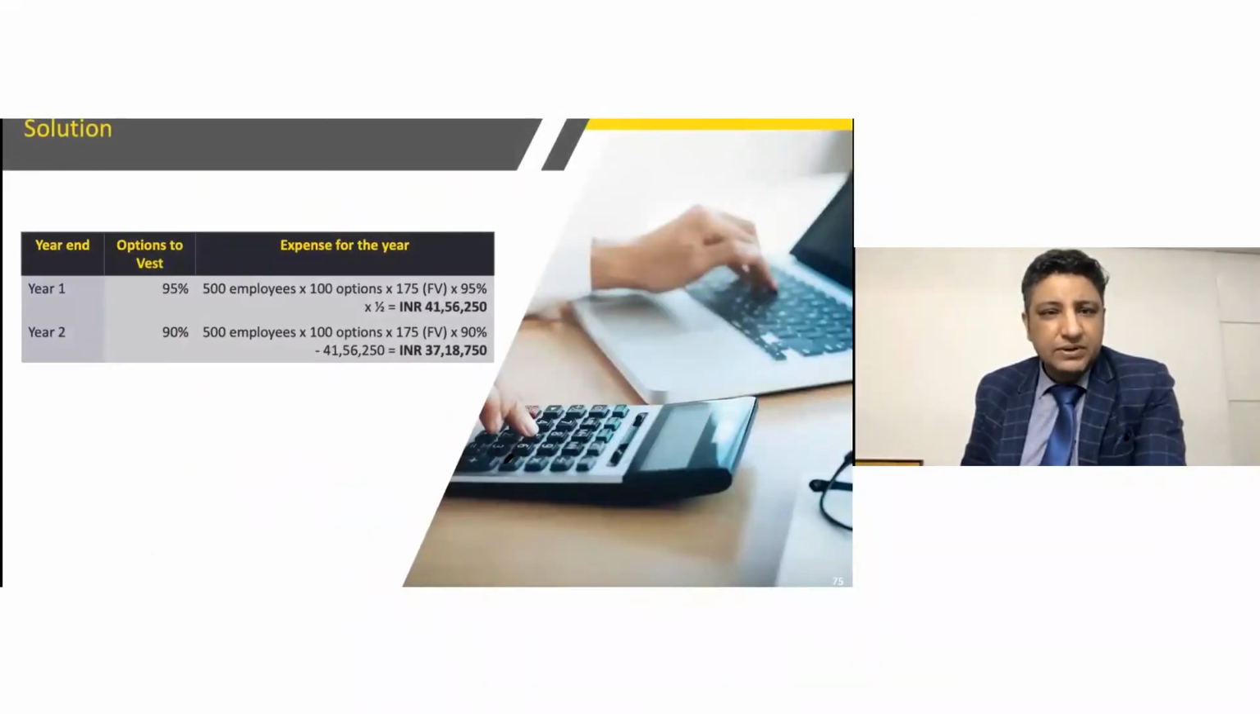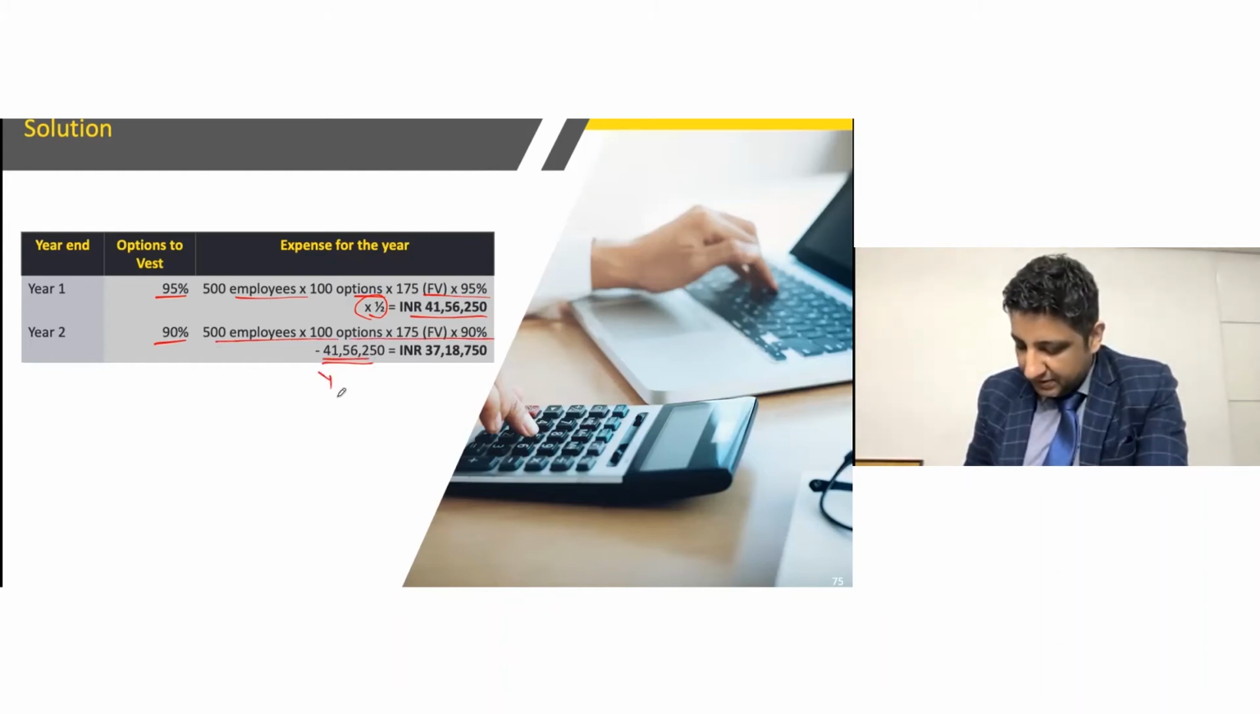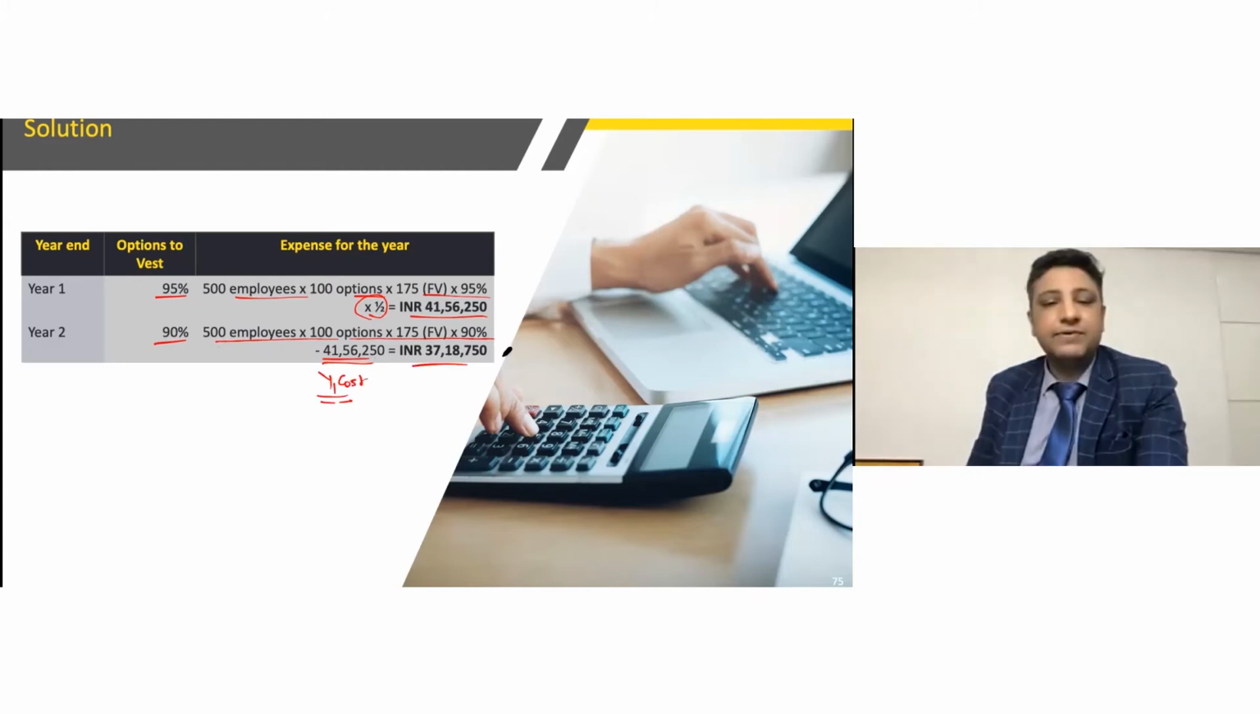All right, let's have a look at the formal solution. It's purely about the calculations. It says that in year 1, options to vest is 95%. We measured that. We've already done those calculations for the half year, which is 41,56,250. In the year 2, it's 90% people who are going to exercise the option. So you calculate the full cost up to year 2 end and minus, this is year 1 cost. Okay, that gives you the balancing amount of 37,18,750.